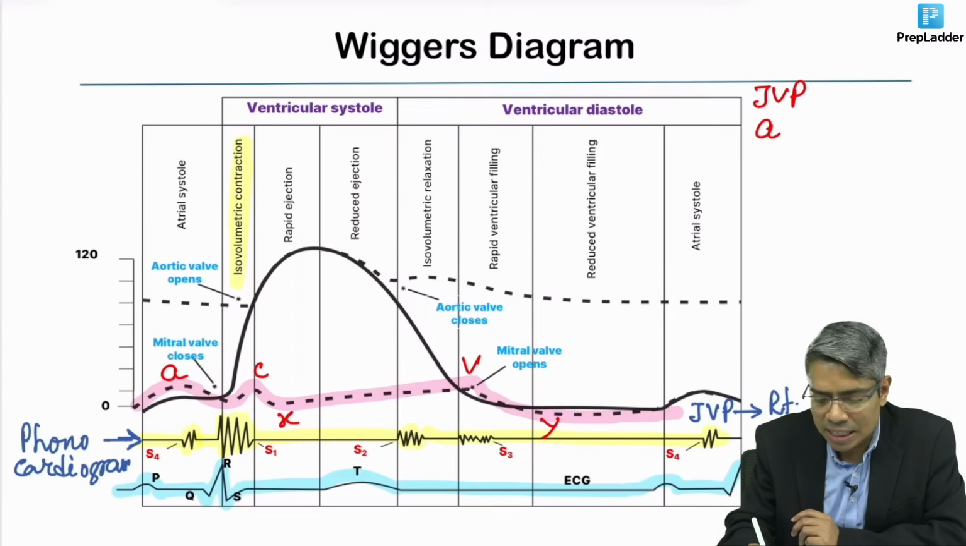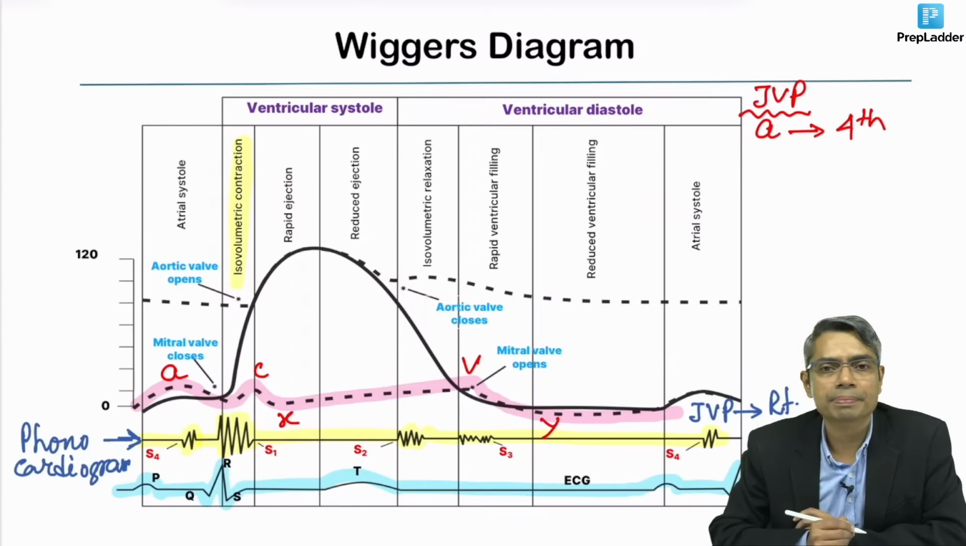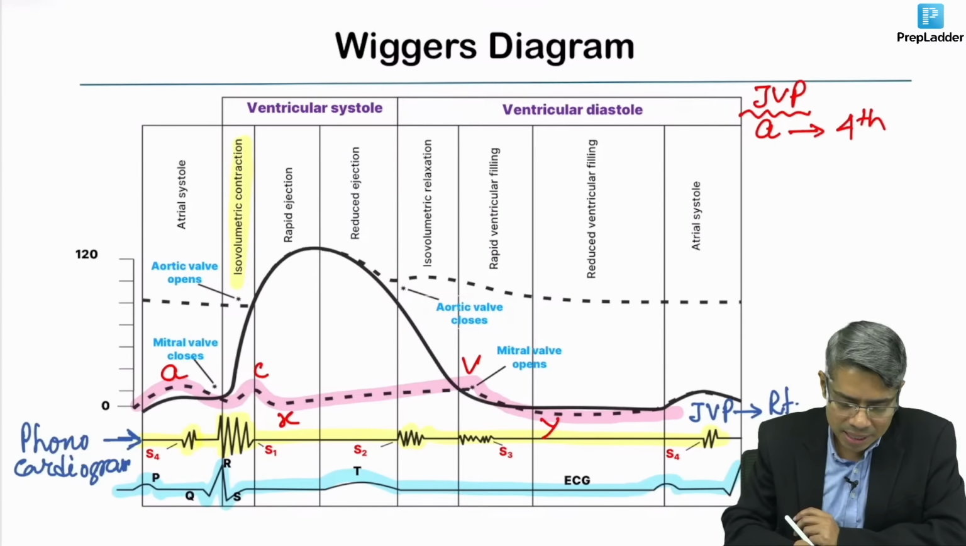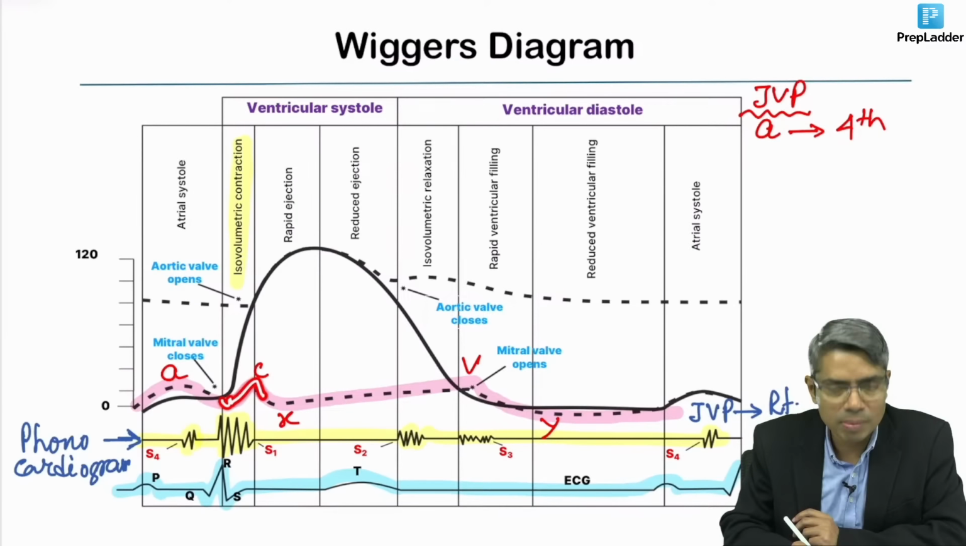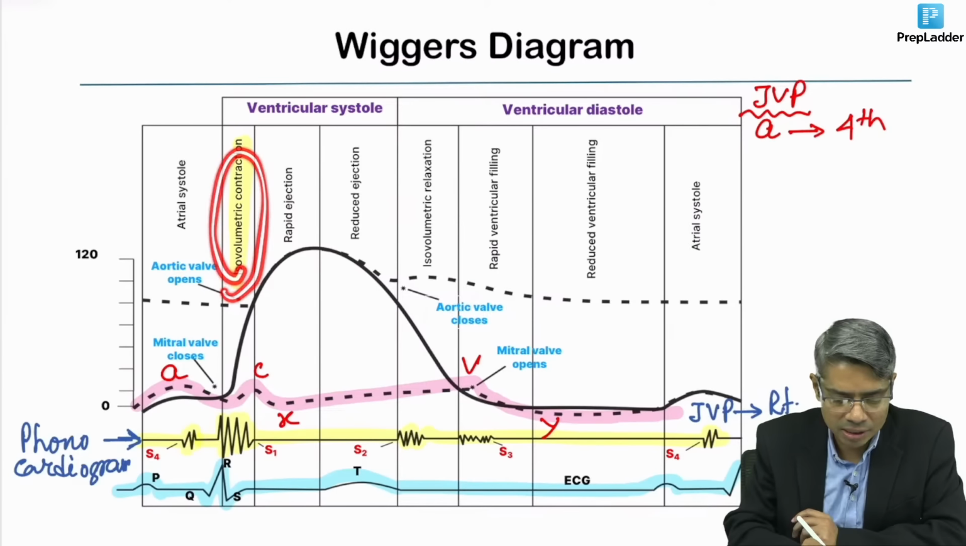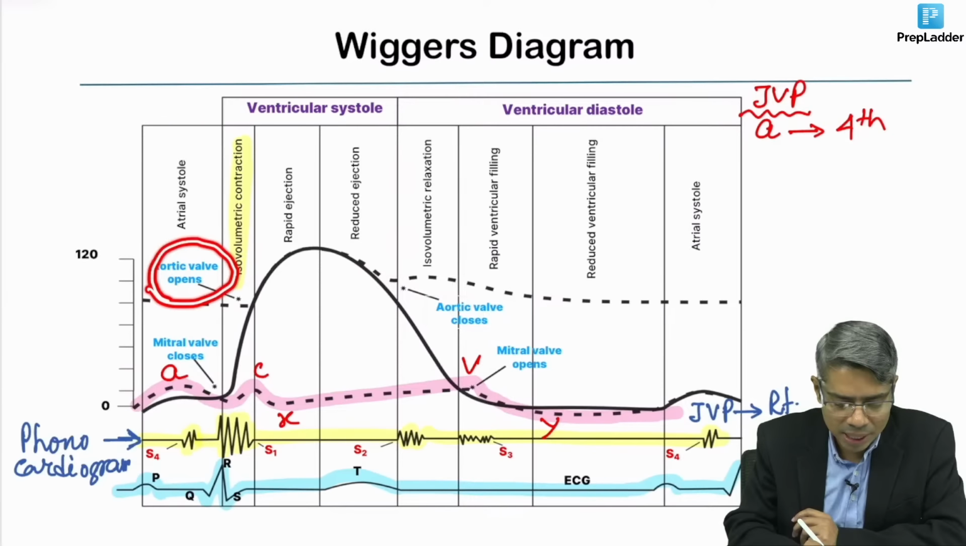So, try to remember that the A wave in the JVP is the fourth heart sound. Then you can easily see here there is a big, loud heart sound which corresponds with this C wave. This dicrotic notch is followed by this C wave. Basically, this notch along with the C wave is the closure of the valves, that is isovolumic contraction. Which valve is getting open, the aortic valve, and which valve is getting closed, the mitral valve.